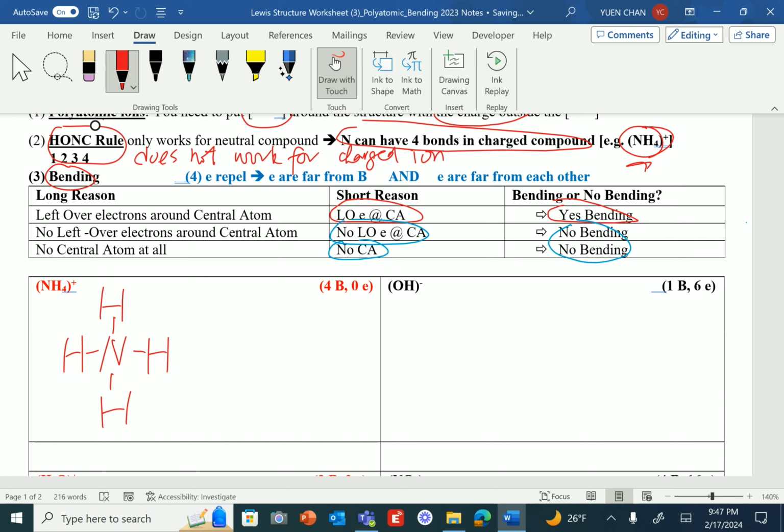So N is full shell because N has 8 electrons, and H is also full shell because I have 2 electrons already. So they're all full shell, and then I have 4 bonds, which is good, and 0 electrons, which is good. And I have a bracket because it's charged, so I draw the bracket with the charge plus outside. All right, and then I look at the bending reason. It looks like I have a central atom, but I have no leftover electron around the central atom. So I will write the reason here: no LOE.